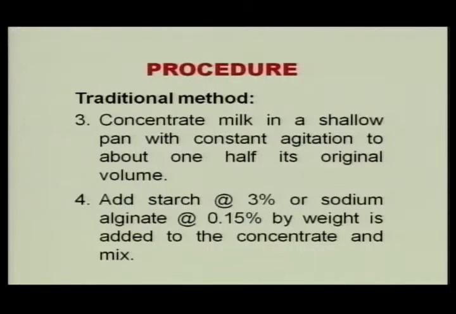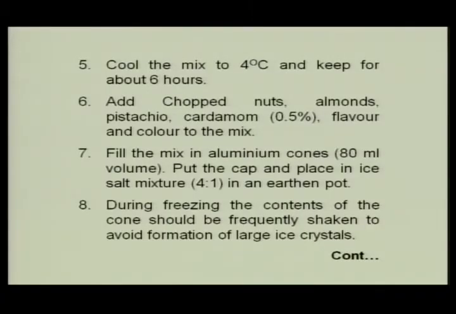Then concentrate this milk in a shallow pan with constant agitation till we get one half of its original volume. Then we can add the starch at the rate of 3% or sodium alginate at the rate of 0.15% by weight to the concentrate, and we mix them. Now at this stage, cool the mix to 4 degrees centigrade and keep it for about 6 hours.